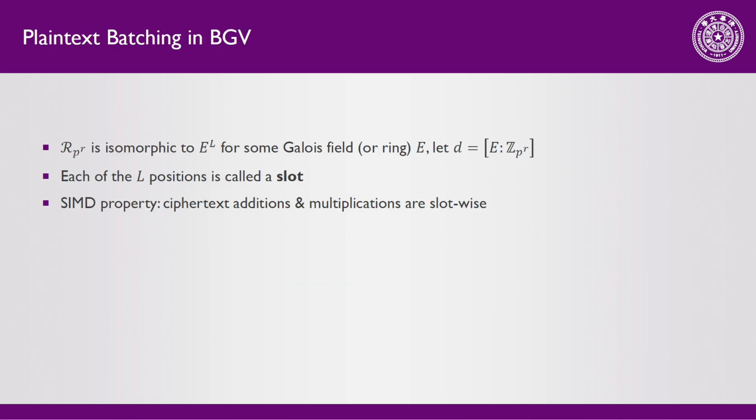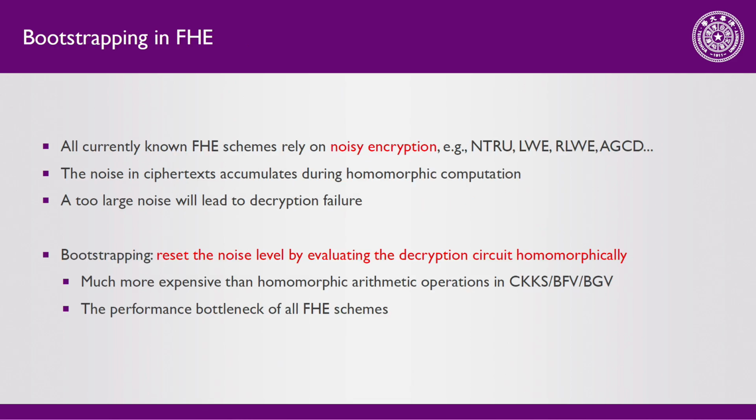An important feature of BGV and BFV is called plaintext batching, and this is achieved by an isomorphism from the plaintext space R_{P^r} to L copies of E, where E is some Galois field or ring with an extension degree of d. Each of these L positions is called a slot, and then the homomorphic operations enjoy the symmetry property, which means the homomorphic additions and multiplications are both slot-wise.